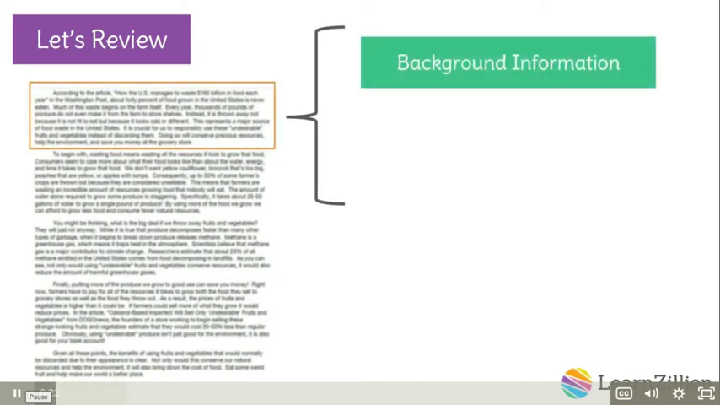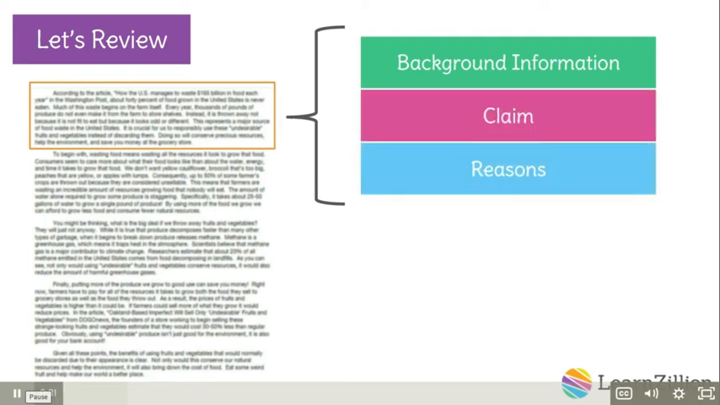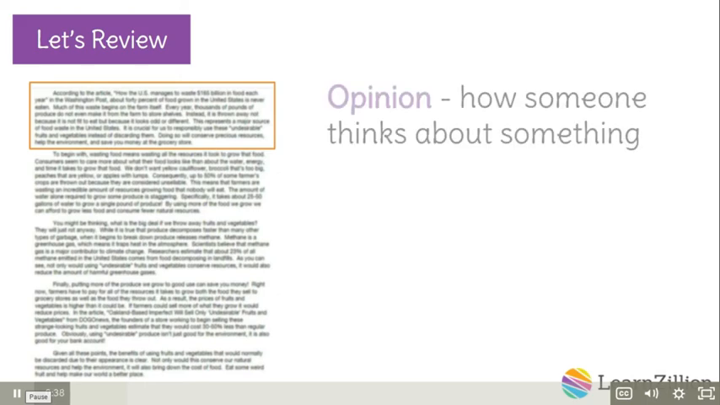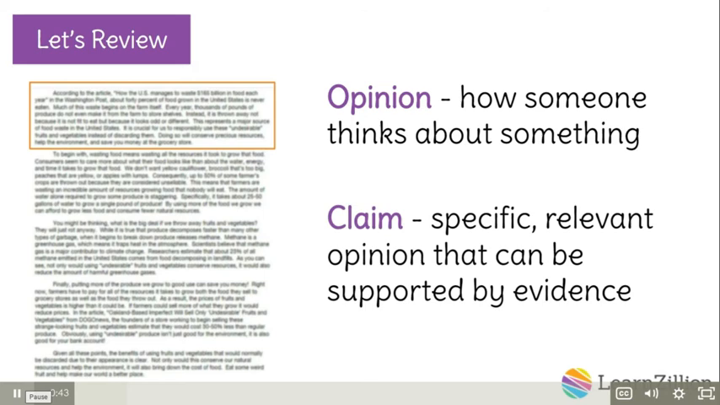In argumentative writing, we are trying to support our point of view about a topic. This begins in the introduction, where we start by giving some background information about our topic so our reader understands what we're talking about. Then we state our claim and lay out what reasons we will use to support our position. People often mix up claim and opinion. An opinion is how someone thinks about something. A claim is a specific, relevant opinion that can be supported by evidence. Sometimes a claim is also called an argument or a position.